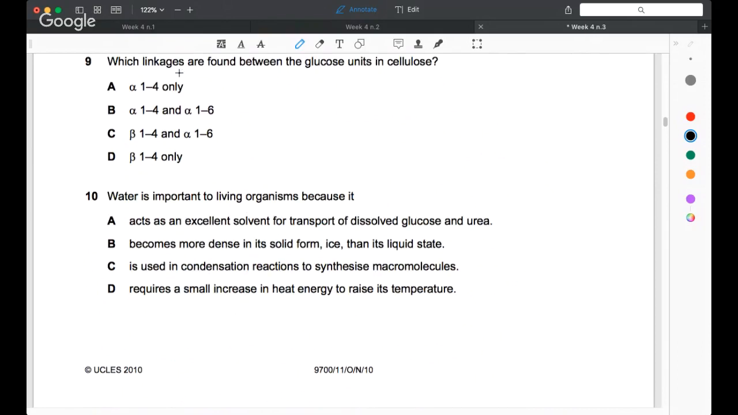Good. And what are the linkages found in the other polymers or polysaccharides? Okay. Amylose alpha 1,4, amylopectin alpha 1,4 and 1,6 because it's branched. Good. Glycogen the same. Yeah. And then sucrose we've got here. Good. Excellent.